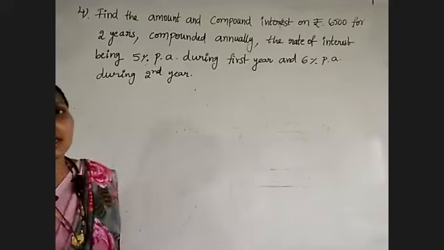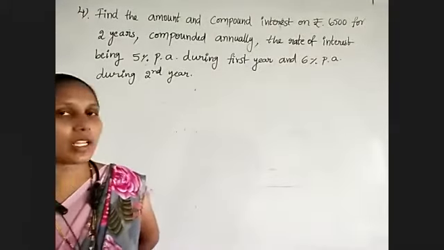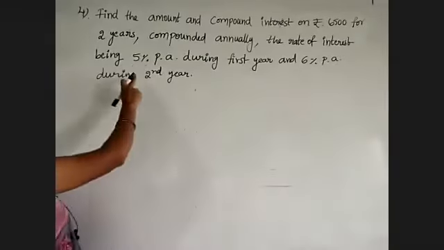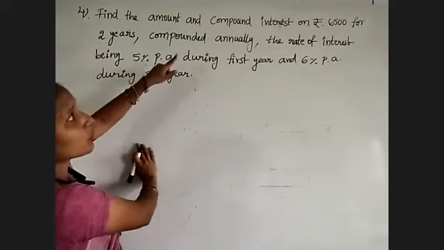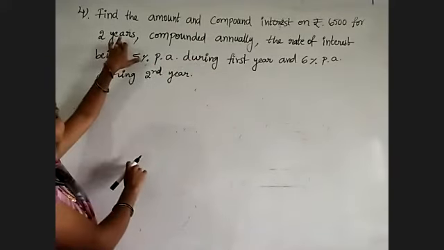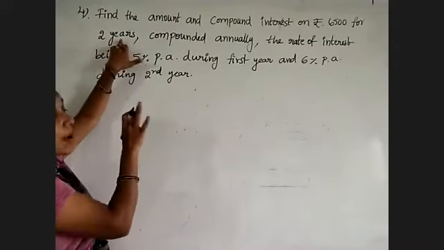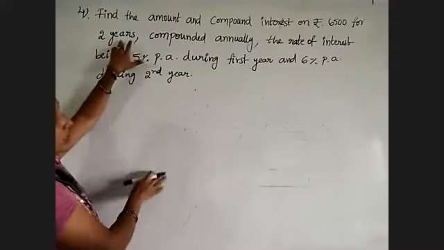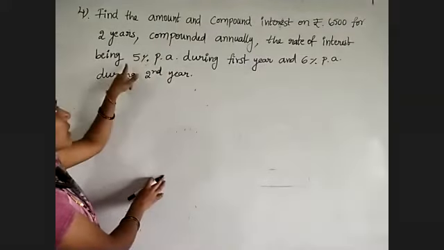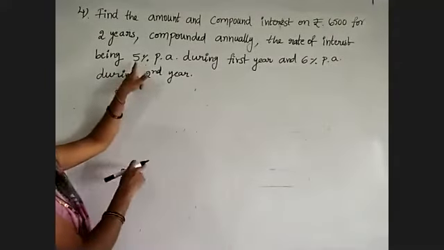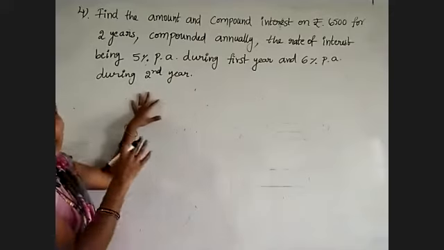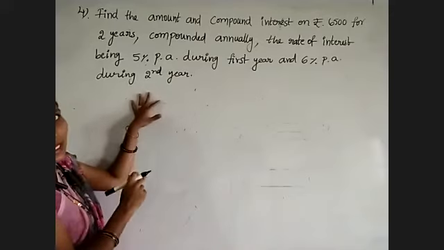See, remember, for 1 year, either simple interest or compound interest, both will be equal. So observe this, here they are given that find the amount and compound interest on 6,500 rupees for 2 years. Interest is compounded annually. Rate of interest is changing. For first year 5% but second year it is changed to 6%. That means for first year separately we need to calculate compound interest and for second year also.